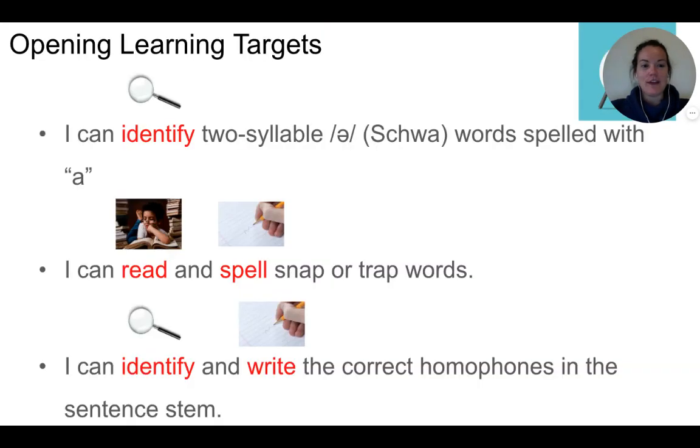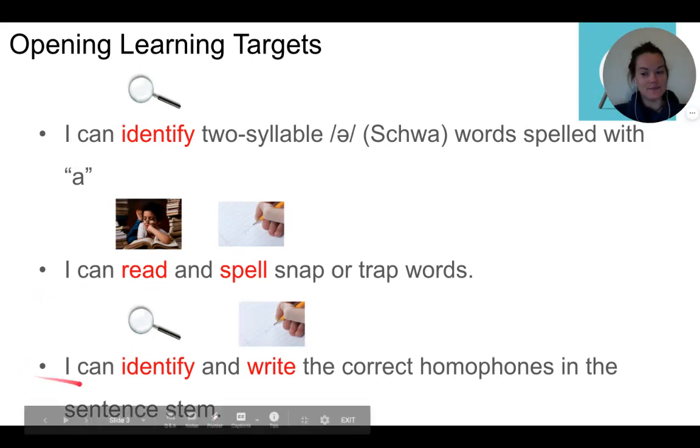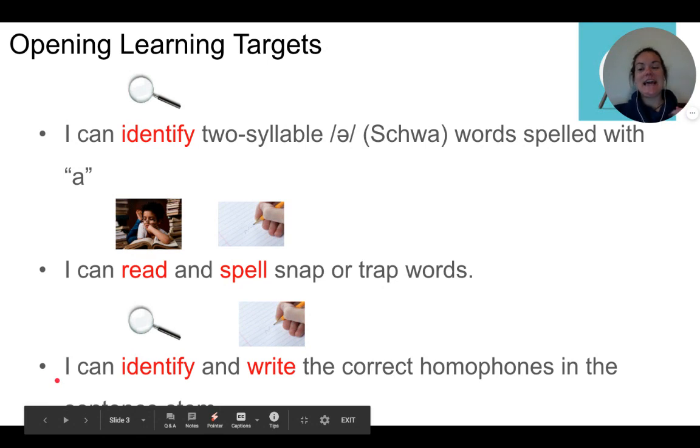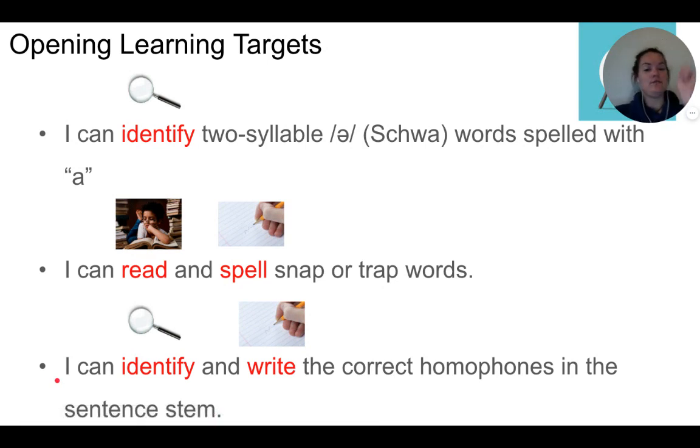So everybody get ready. Superman always does this. On three, ready? 1, 2, 3. I can do it. Today I can identify two-syllable, that's a schwa, words spelled with A. Today I also can read and spell snap or trap words. And lastly, today I can identify and write the correct homophones in the sentence stems.